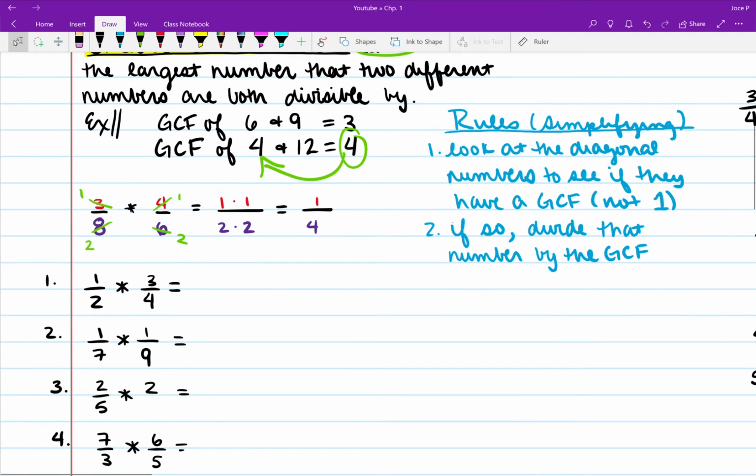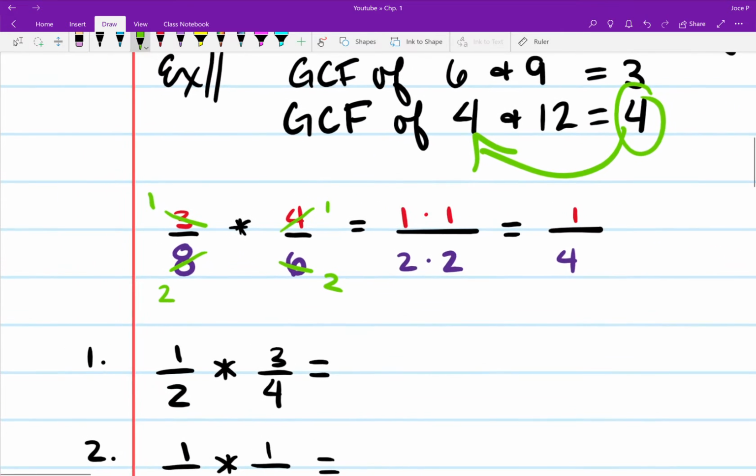So now the rules of simplification. First, look at the diagonal numbers, the numbers diagonal to each other, to see if they have a GCF other than 1, because that won't really be beneficial. If they do, divide that number by the GCF, and now we're going to replace that as a fraction. So let's look at that in application.